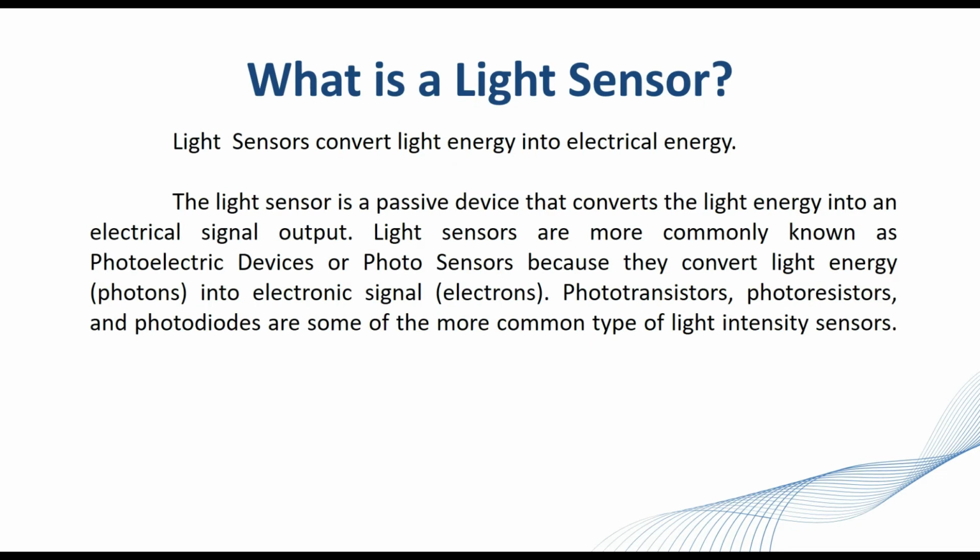Light sensors. So what is a light sensor? A light sensor converts light energy into electrical energy. The light sensor is a passive device that converts the light energy into an electrical signal output. Light sensors are more commonly known as photoelectric devices or photosensors because they convert light energy photons into electronic signal electrons. Phototransistors, photoresistors, and photodiodes are some of the more common types of light intensity sensors.